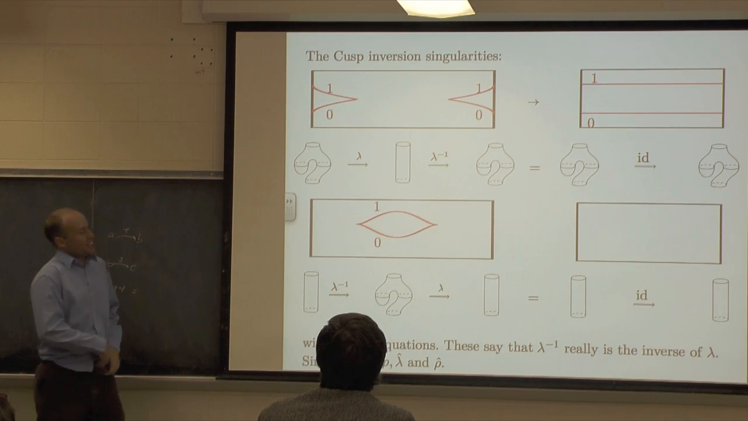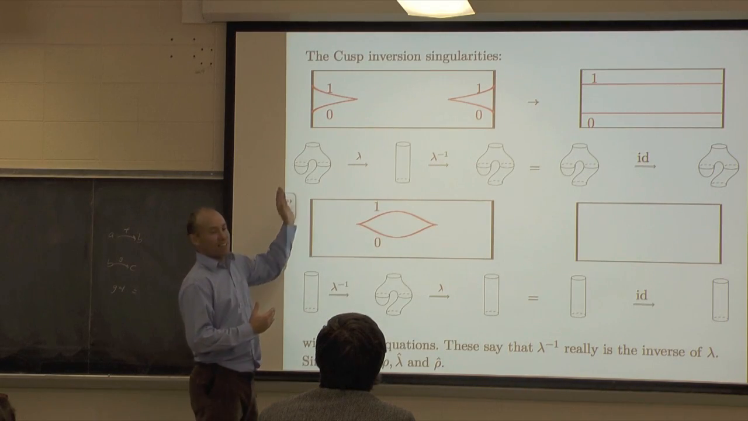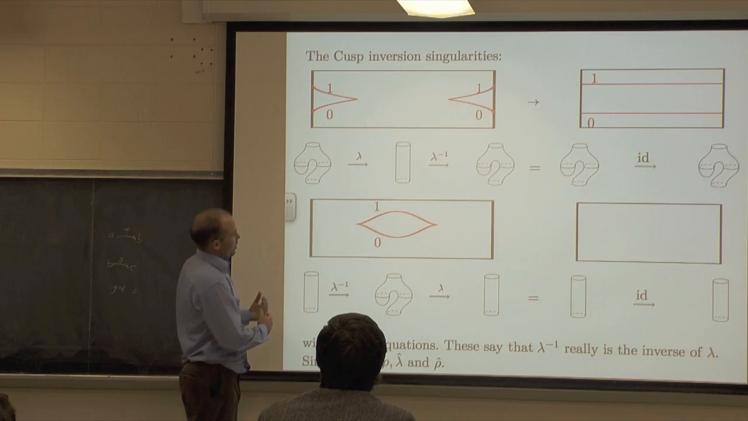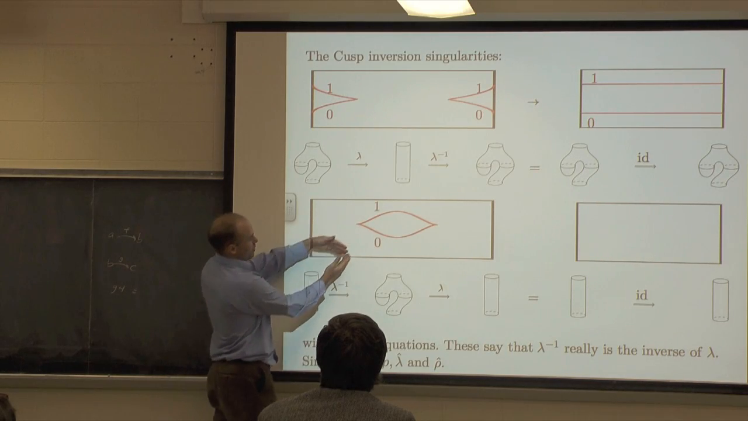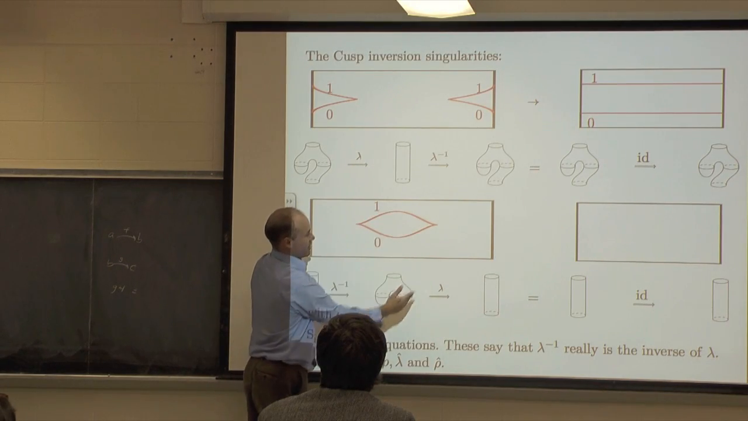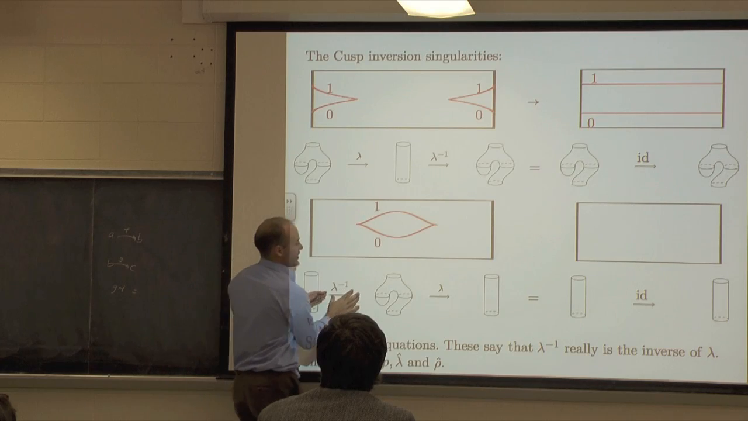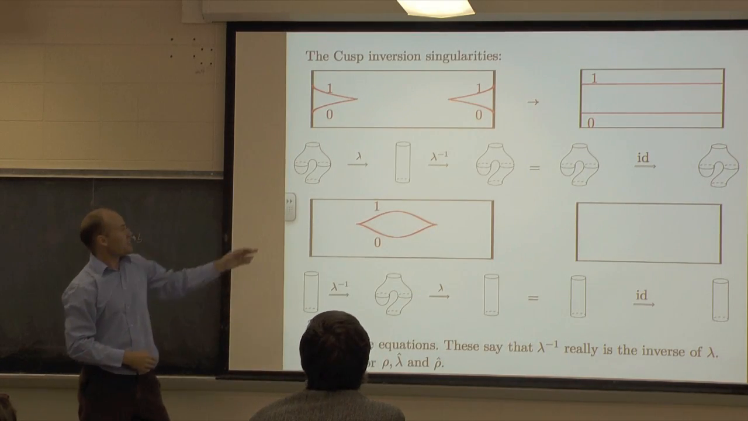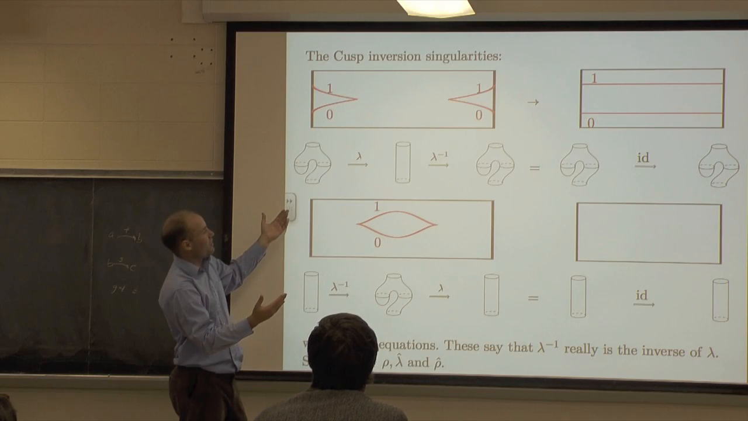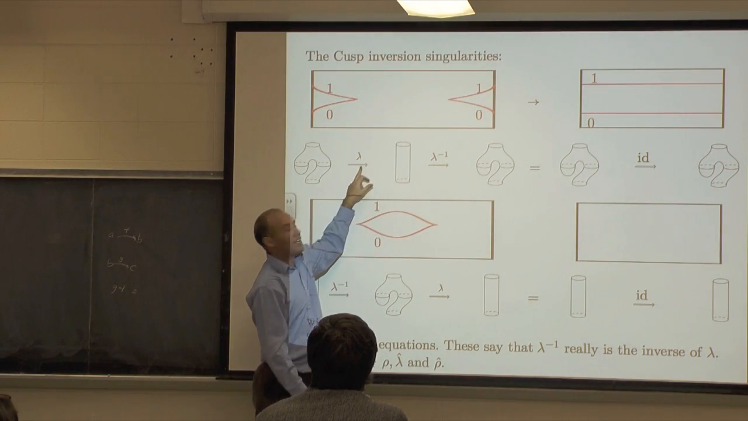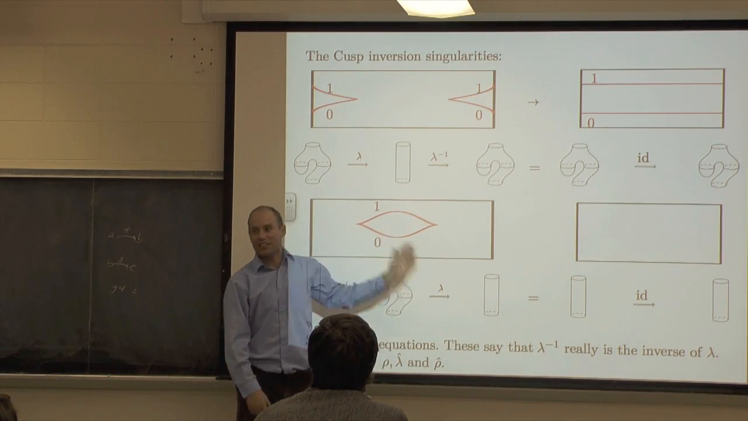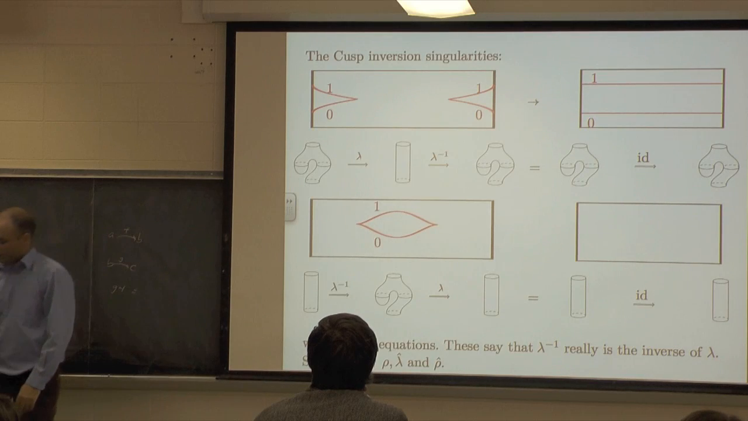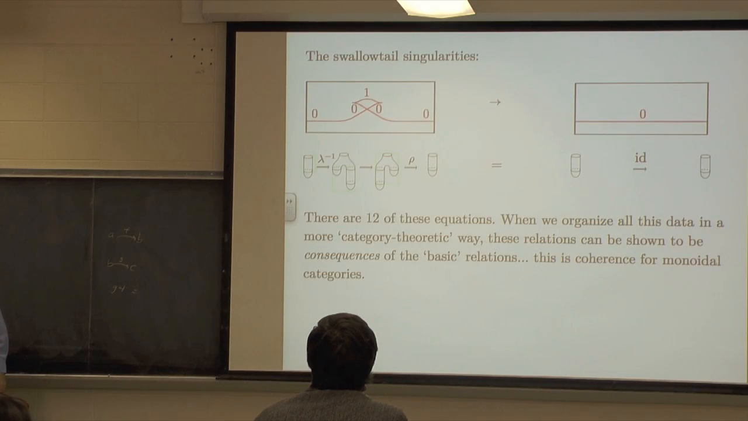So it's a little bit strange. But I'm counting equations, not singularities. And then there's another one that could happen. I could create a pair, cancelling points come together again. And that would be saying that this composite equals that. So all in all, this is simply telling me that at the level of algebra, lambda inverse really is the inverse of lambda. Okay. So that's what the cusp inversion singularities do.